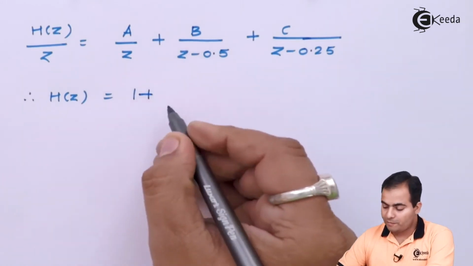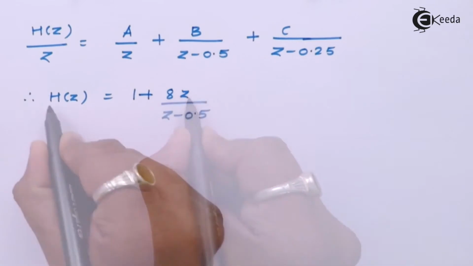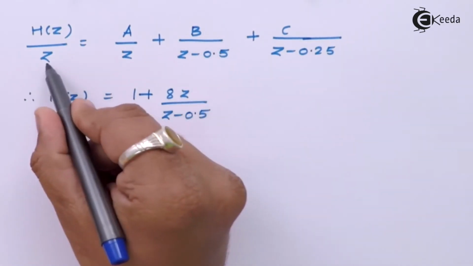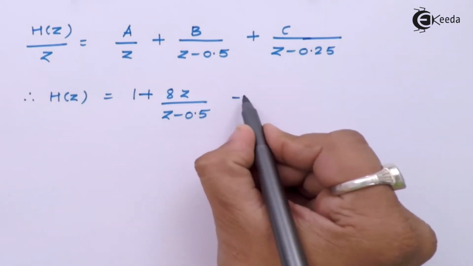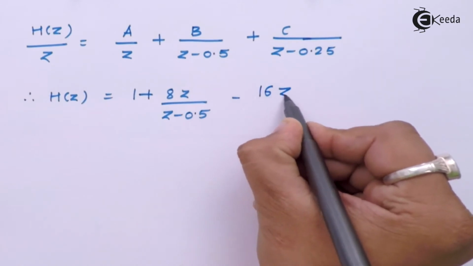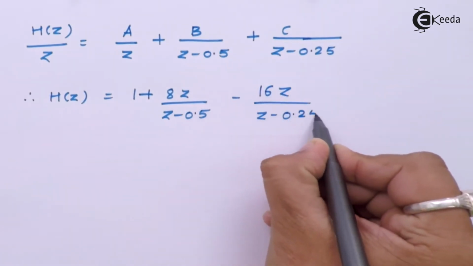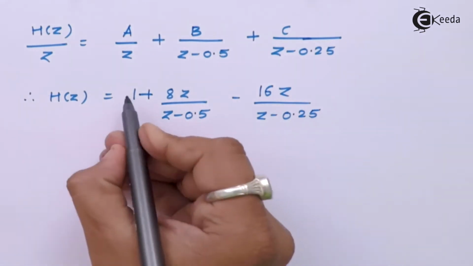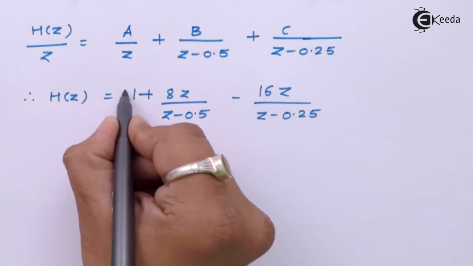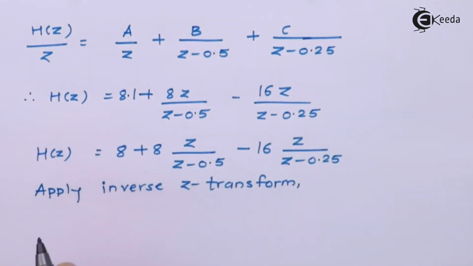Now the value of b is 8, so I am going to write here 8, and after multiplying z over here also, you will get this answer. Now if I shift this z over here, then what will you get? The value of c is minus 16. That will be multiplied with z, and you will get this answer. Now we know that z is cancelled and your a value was 8. Now 8 into 1 is, this H of z is replaced by h of n.